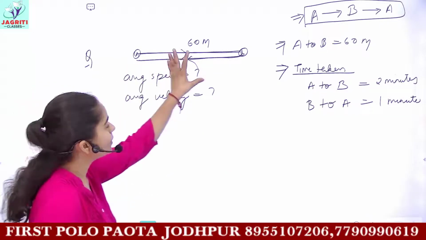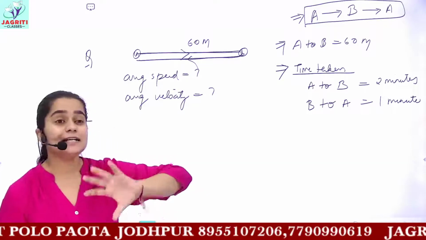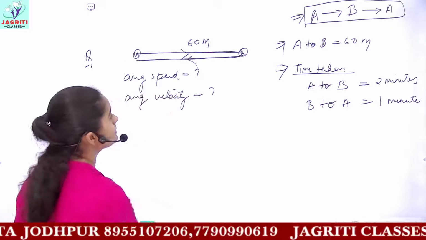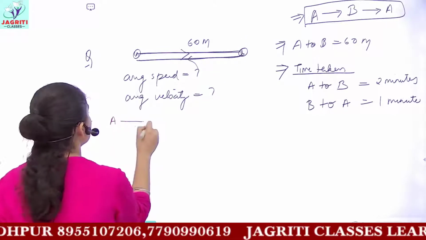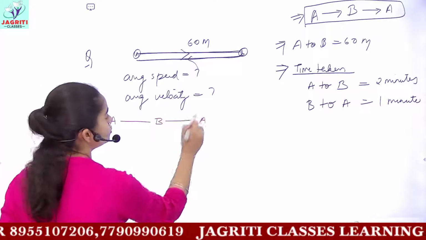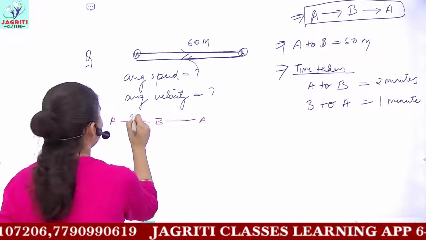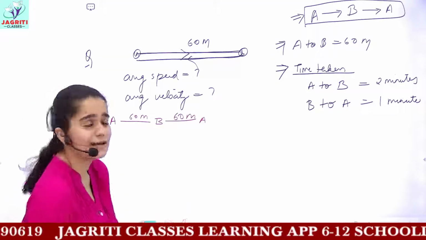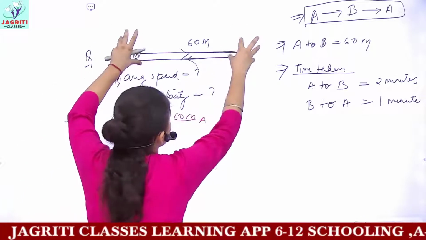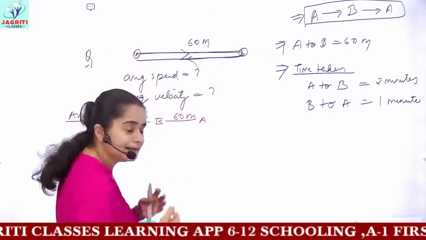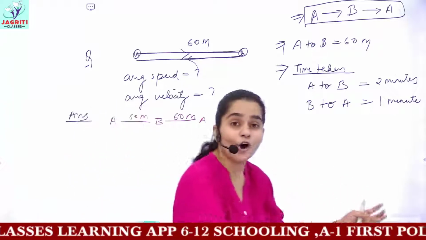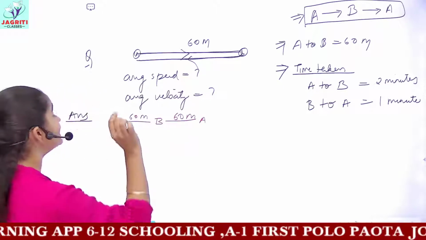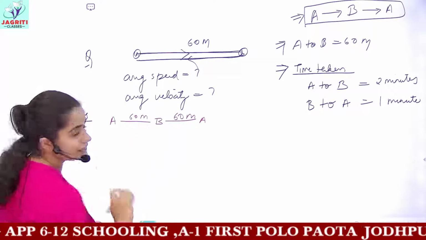See, you have to calculate average speed. Average speed is total distance divided by total time. What is the total distance? So the path which we have is A to B and then back to A. From A to B the distance is 60 meters. Then from B to A also the distance would be the same because these points are fixed or stationary. So either you are traveling from left to right or you travel back, the distance would definitely be the same. So here the distance is 60 meters.